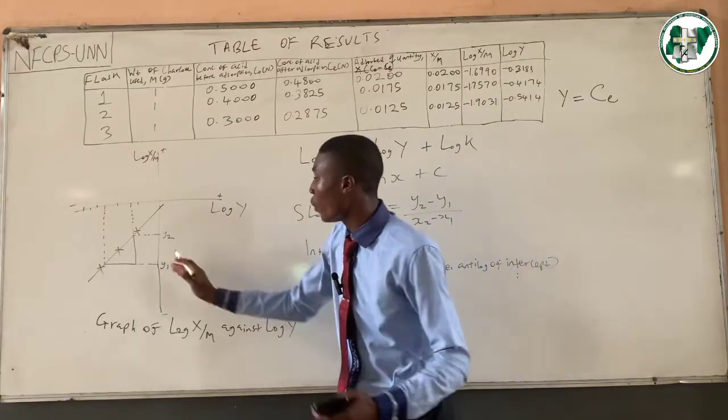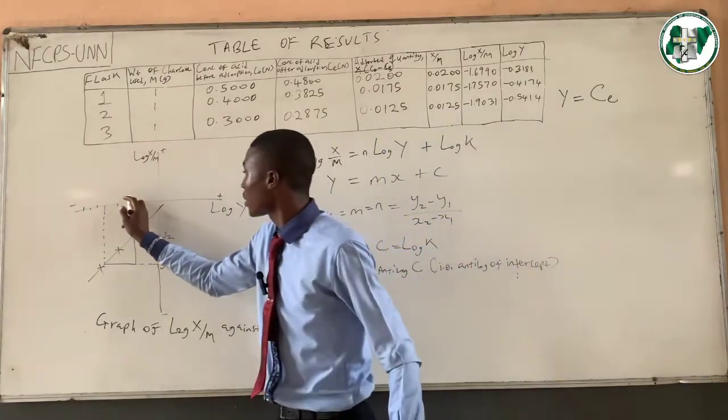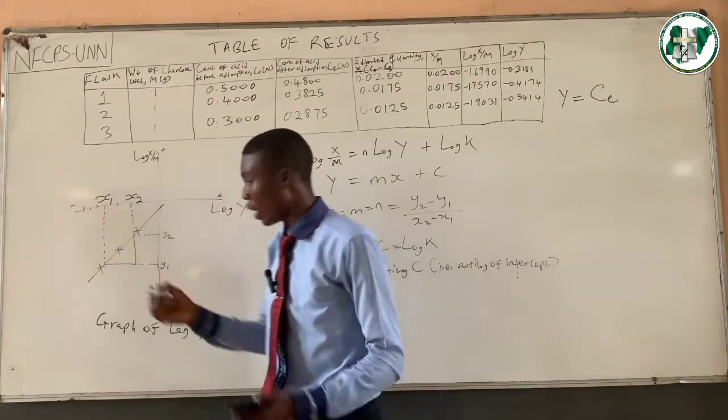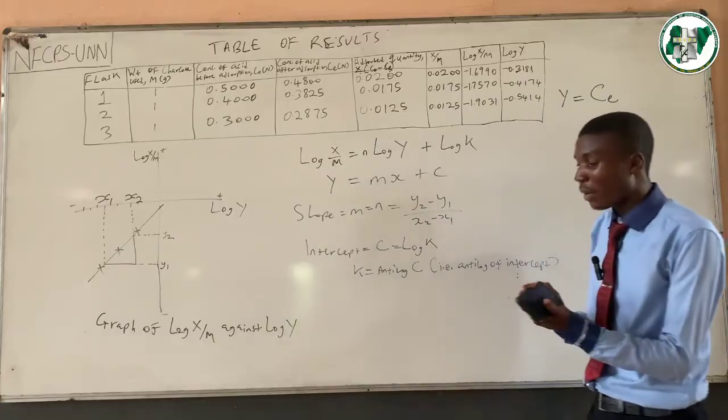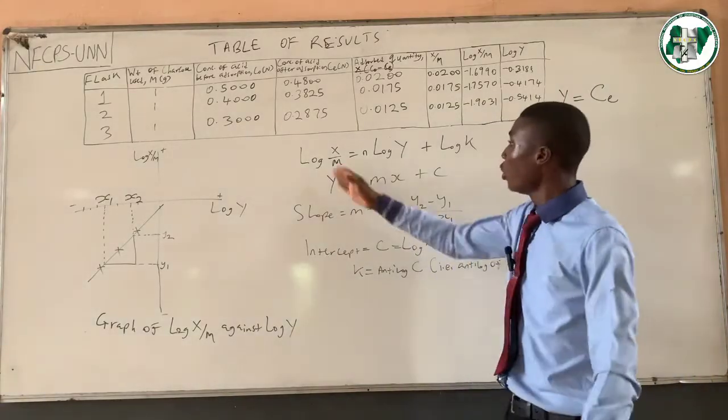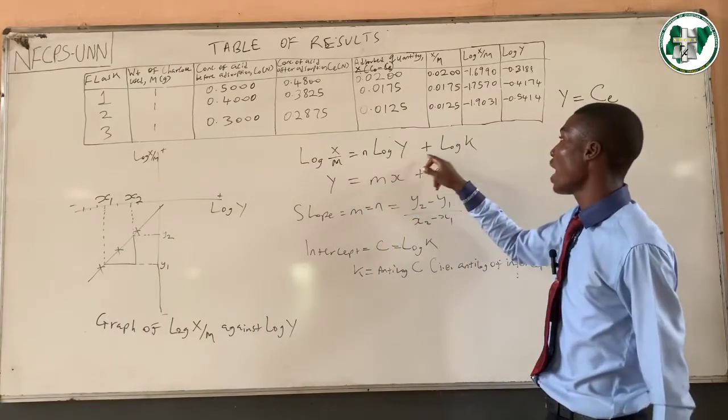So this is going to be your Y2, this is going to be your Y1, this is going to be your S2, and this is going to be your S1. Now, let us come back to our friendly equation that has been modified by use of logarithm: log x over m equals n log y plus log k.